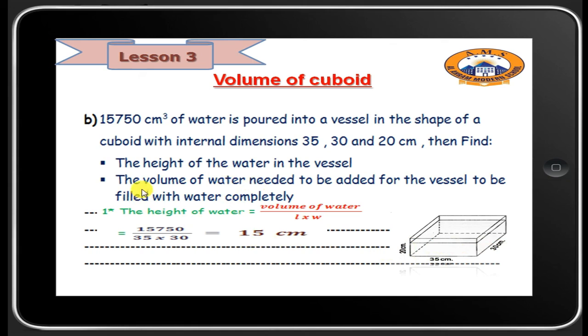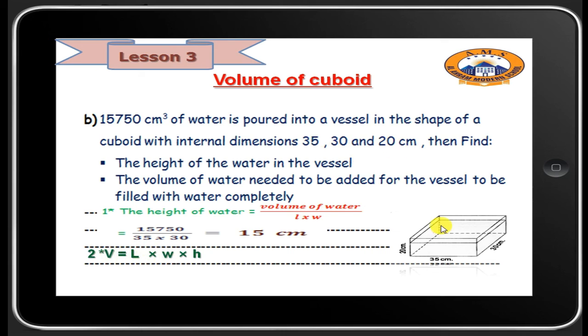Okay, now he wants you to find the volume of the water that is needed to add to the vessel to fill it with water completely. So here I have the volume of the water, and he wants me to find the volume of the water that I need to put inside this vessel to make it completely filled. So all you have to do is to calculate the volume of the vessel first. I don't know the volume of this vessel.